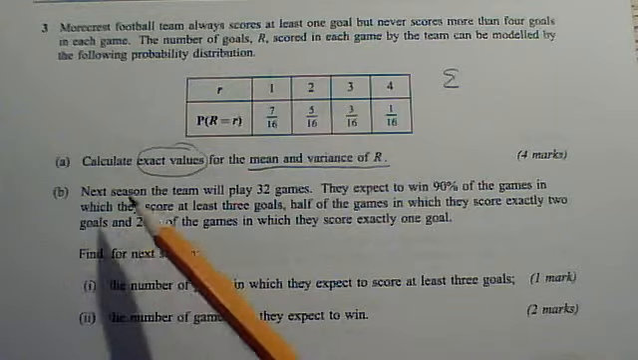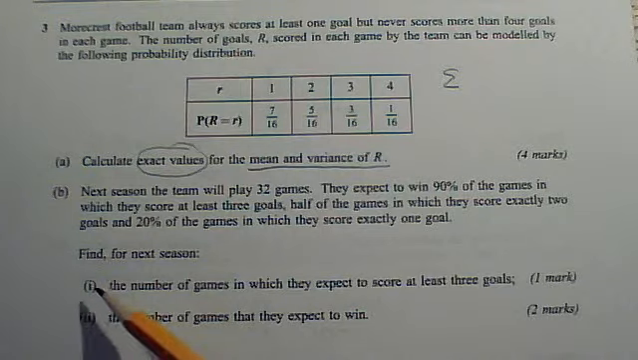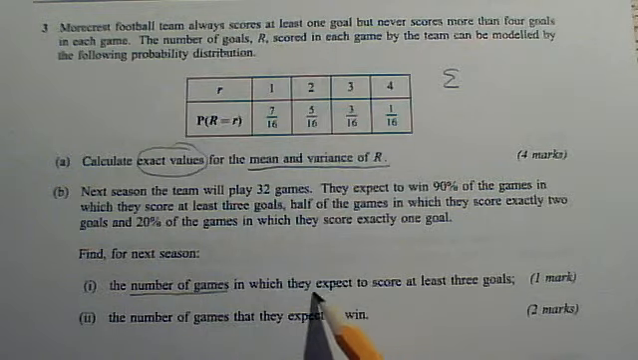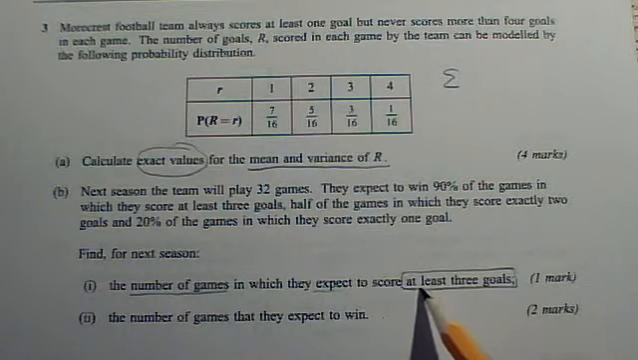Now in part B there's quite a lot of information up here, and you need to read it carefully. They split the working up into two. Part 1 is a stepping stone for part 2. And we've got to start with the number of games in which they expect to score at least 3 goals. So at least 3 goals, this is your way in.